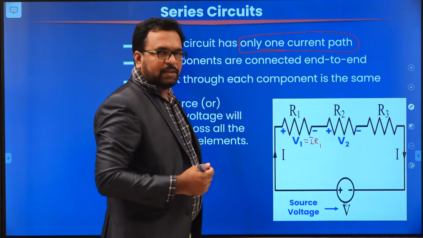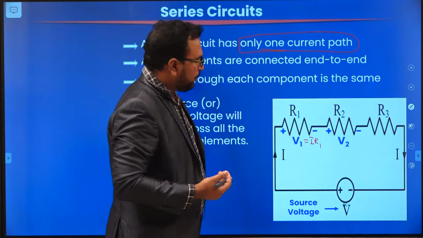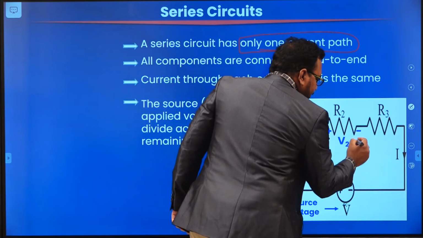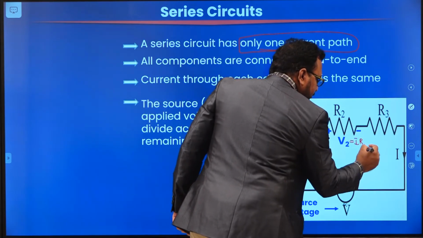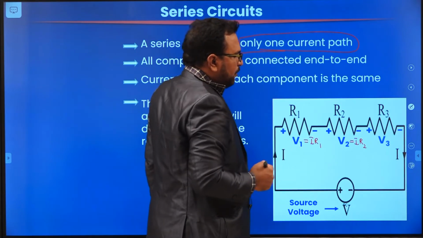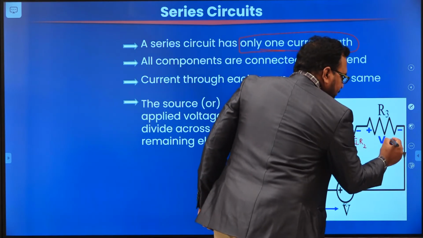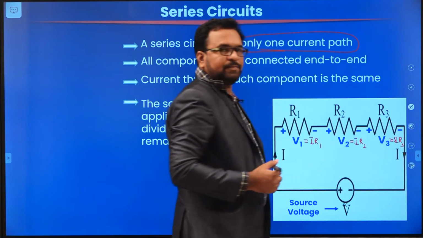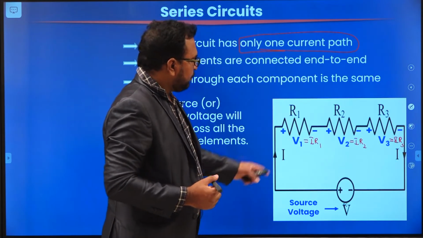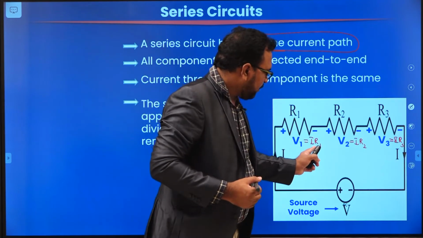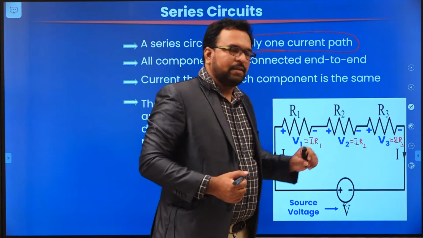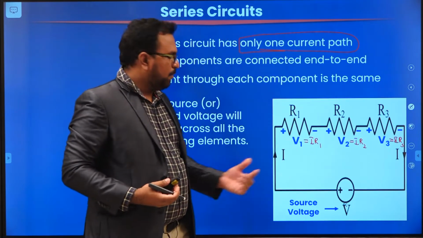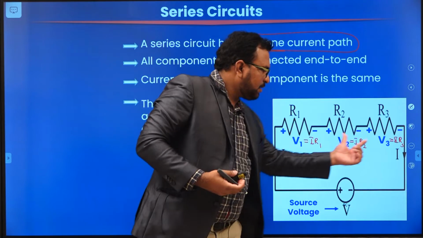Now what is the voltage across R2? Let us assume the voltage across R2 is V2. Since the current flowing through R2 is the same, V2 is I into R2. Now let us assume the voltage across R3 as V3, and from Ohm's law it is I into R3. So the voltages are IR1, IR2, IR3. The applied or source voltage is going to be divided across each element.